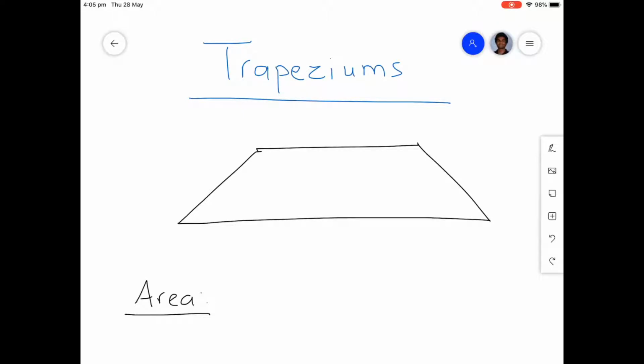Now before we look at how to calculate the area of a trapezium, we need to become familiar with what a trapezium actually looks like. So this diagram here is quite a typical example of a trapezium. You have one short side, one long side, and diagonal sides as well. Sometimes your trapezium might have the short side at the bottom and the long side at the top, and you might not always have two diagonal sides, but this here is quite a typical example of a trapezium.